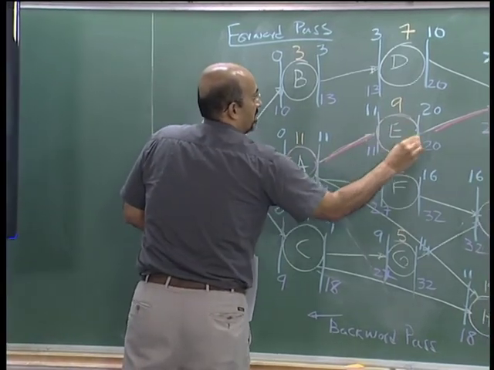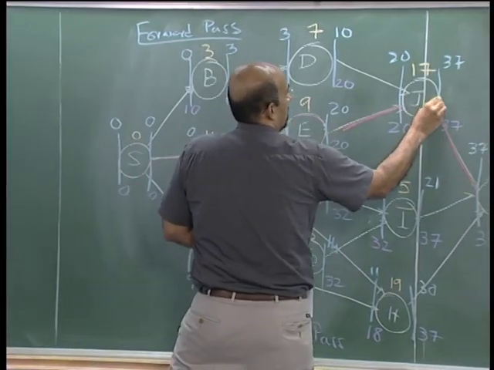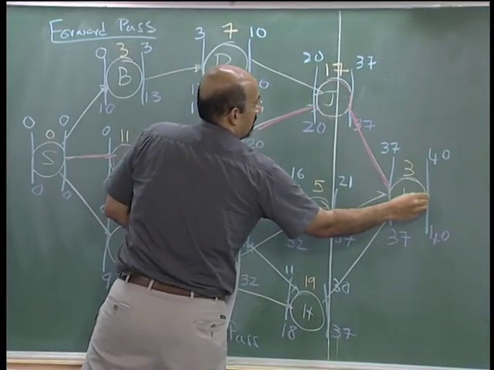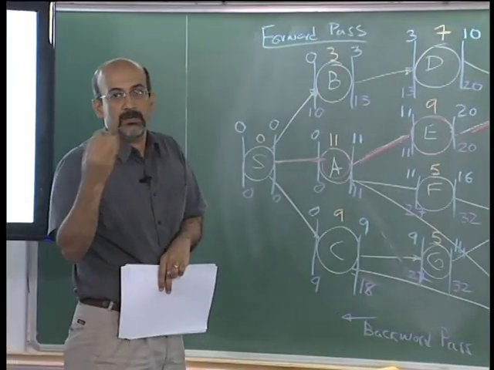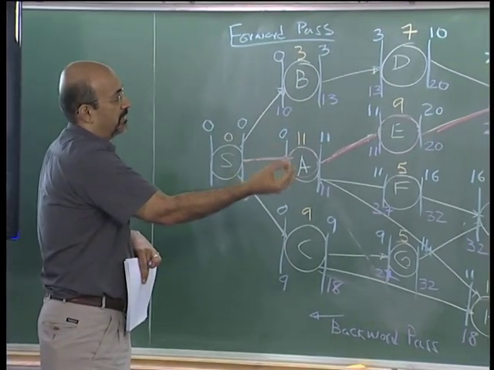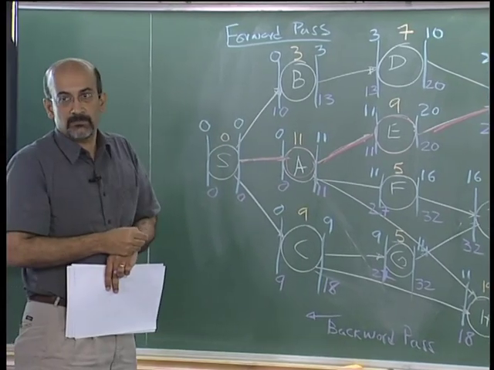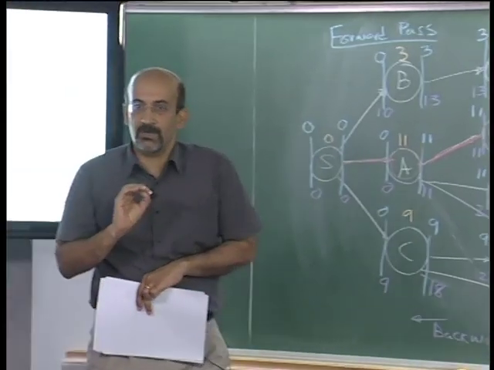So we did the basic network analysis: found the early start, early finish, late finish, late start. We found the project duration, we found the critical activities. Any questions on this? I think this is fairly straightforward.